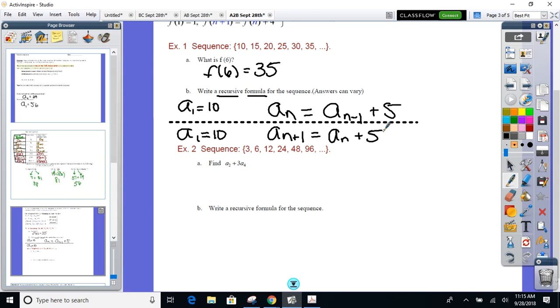Okay? Just as long as you guys realize that's the term I'm on, that's my previous term. That's all I'm asking for here. All right, one doesn't make you great. Go to the next one. You should be able to do this on your own. New sequence, find A2 plus 3 times A4 using that sequence I just gave you.